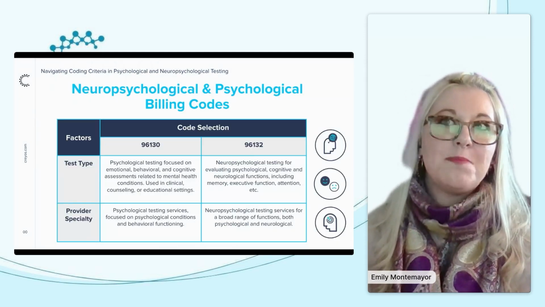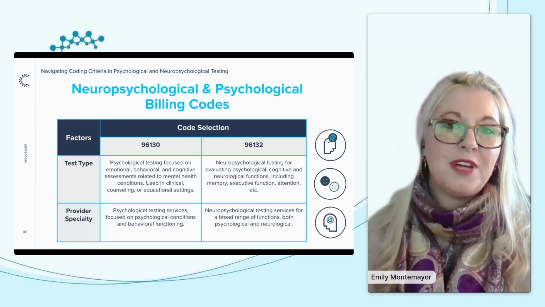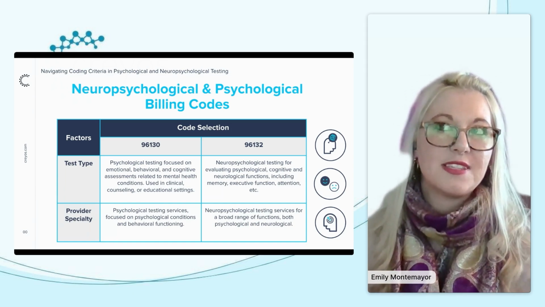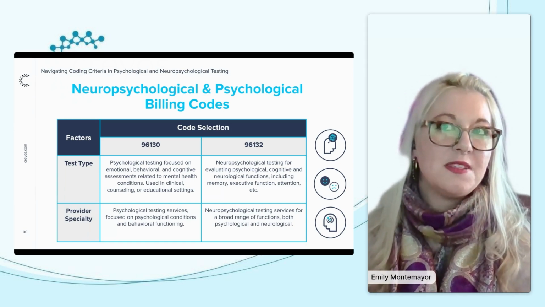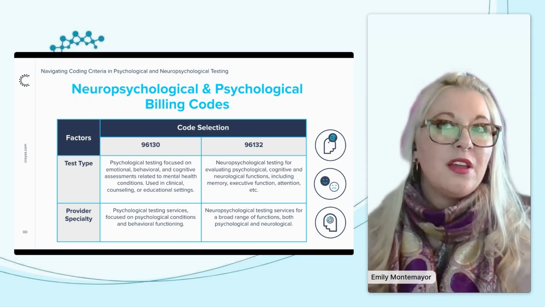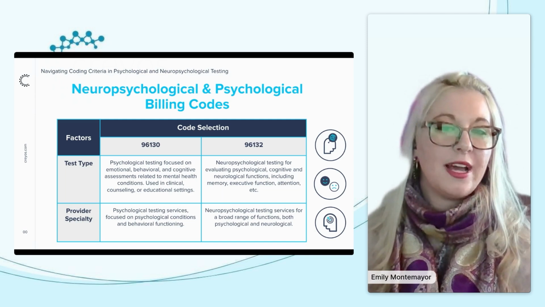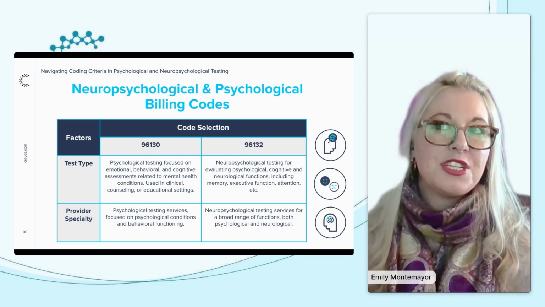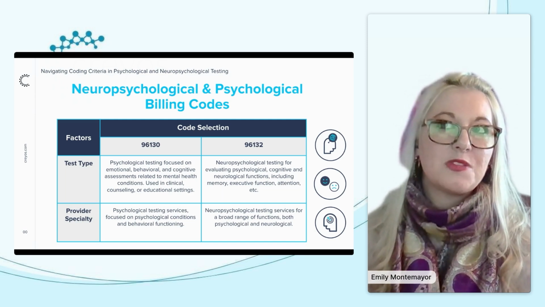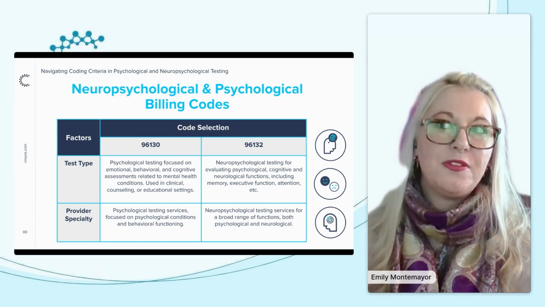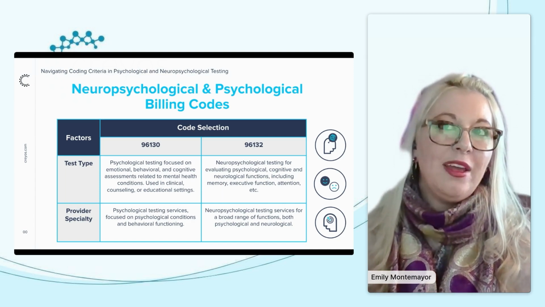So what factors might lead a payer to approve 96132 versus 96130 for neuropsychological testing, and how can providers anticipate which code to use? There are a few key factors that can affect payer approvals, including the test type. Coding differentiation between CPT codes 96130 and 96132 may be based on the type of testing performed, as earlier described, which is in alignment with the general CPT coding guidelines.